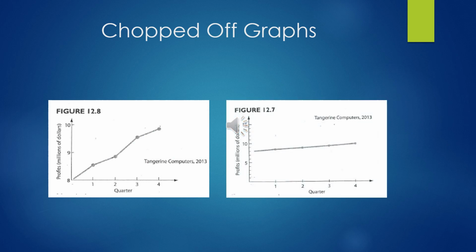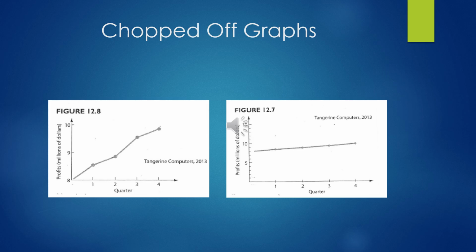Even if the graph has a scale, as do the graphs here, you still have to be cautious that the graph is not what we call a chopped off graph. A correctly constructed graph begins at the 0 point. If you look at the figure on the right, which is figure 12.7, this is a correctly constructed graph because the vertical line and the horizontal line both start at 0.